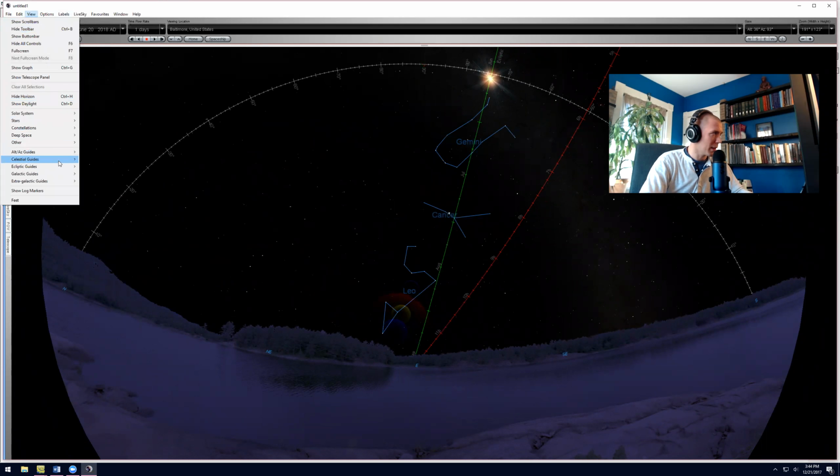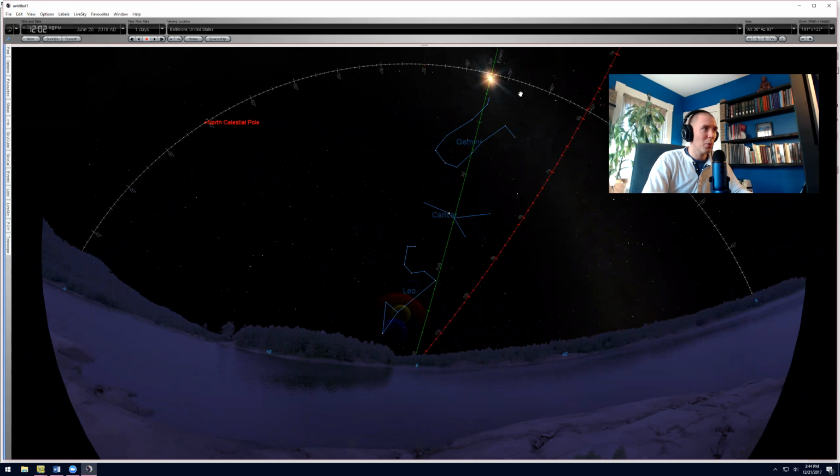So check this out. There's the North Celestial Pole. You can see the North Celestial Pole. Let's see, here we go.